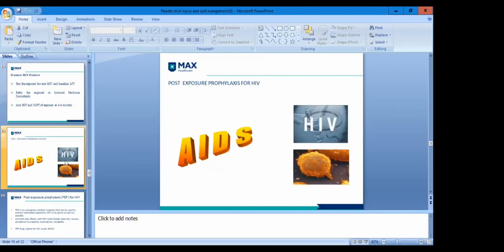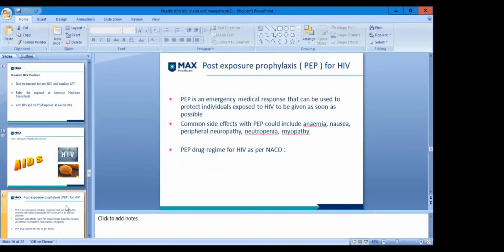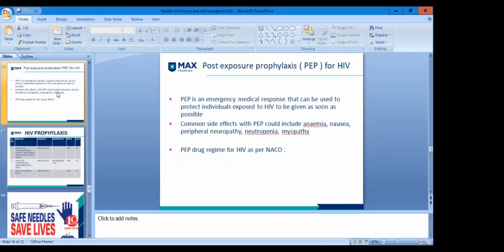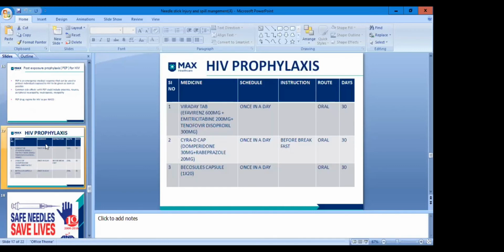In the case of post-exposure prophylaxis for HIV, now this is important. Post-exposure prophylaxis is an emergency medical response that can be used to protect individuals exposed to HIV, and it should be given as soon as possible. Common side effects include anemia, nausea, peripheral neuropathy, neutropenia, and myopathy. The drug regimen is as per the HIV guidelines, and usually they are experts, so they would say what the dosing schedule is. We usually leave it to our internal medicine team.